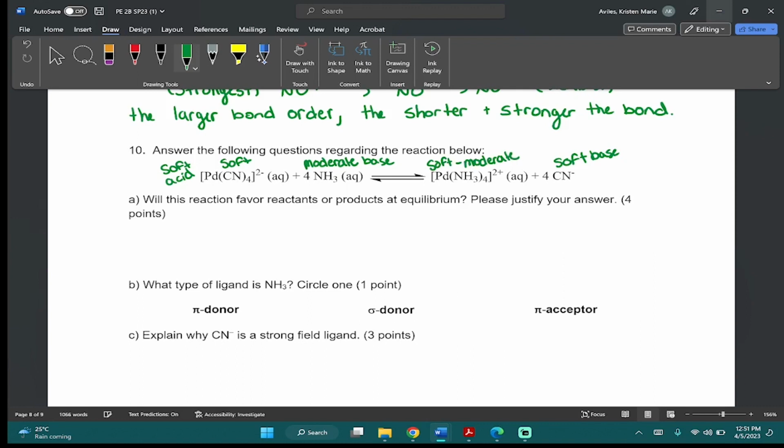Which one do you think is a stronger, more stable species? Pd-CN or Pd-NH3? Yeah, because we have a soft-soft interaction. So this means that we're going to favor our reactants, because Pd2+ is a soft acid, so it prefers to bind with soft bases.